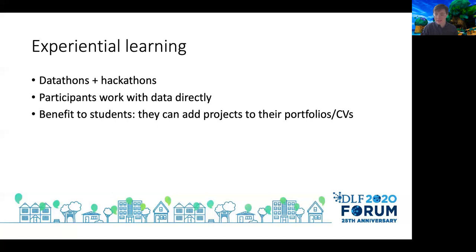This type of experiential learning can also be applied to data justice. I can see similar sort of datathons or hackathons being done about this.